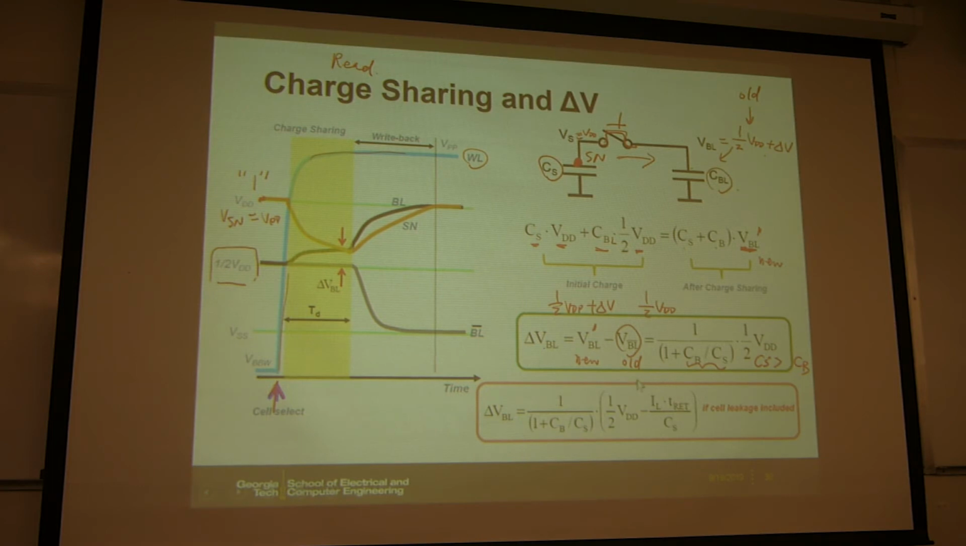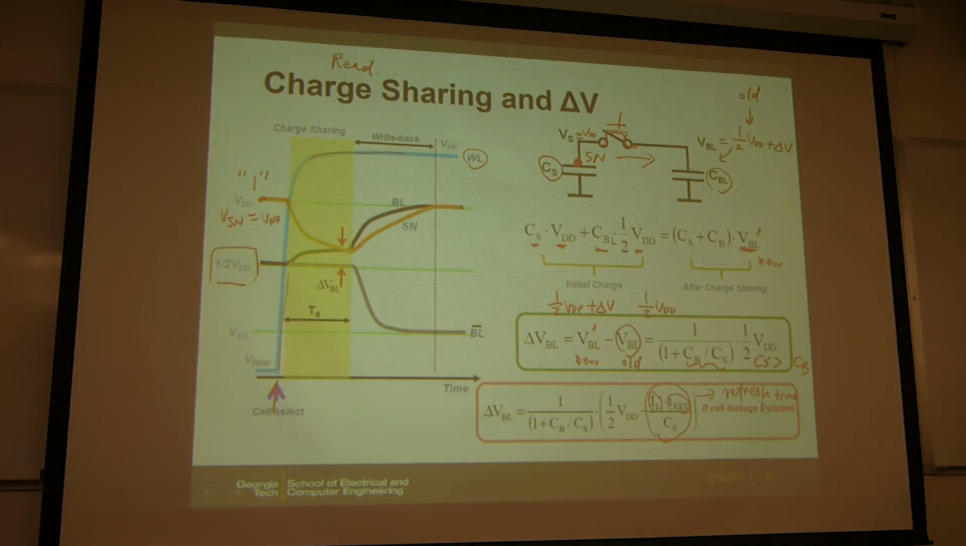And here we have a variant of this equation. The only difference is here. So if we consider the cell leakage, because the DRAM here is the cap, stores the charge. But capacitor cannot hold the charge forever due to the leakage. So if you consider the leakage current times this time, which is the refresh time, we will talk about this later.